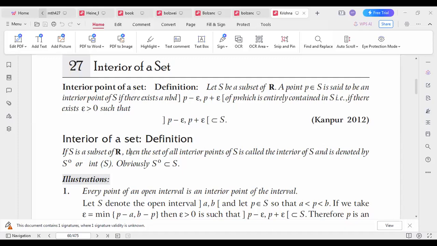So, interior of a set. If S is a subset of R, then the set of all interior points of S is called the interior of S and is denoted by S naught or interior of S. Obviously, interior of S is a subset of S. You have to remember this.